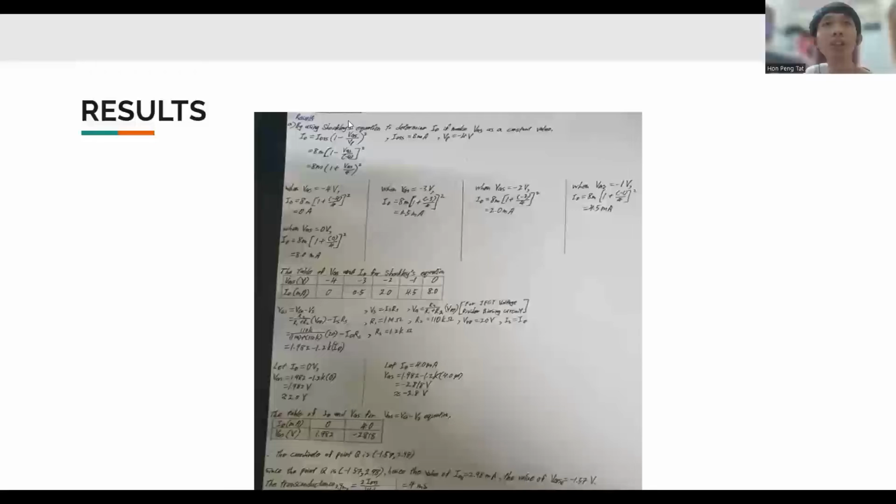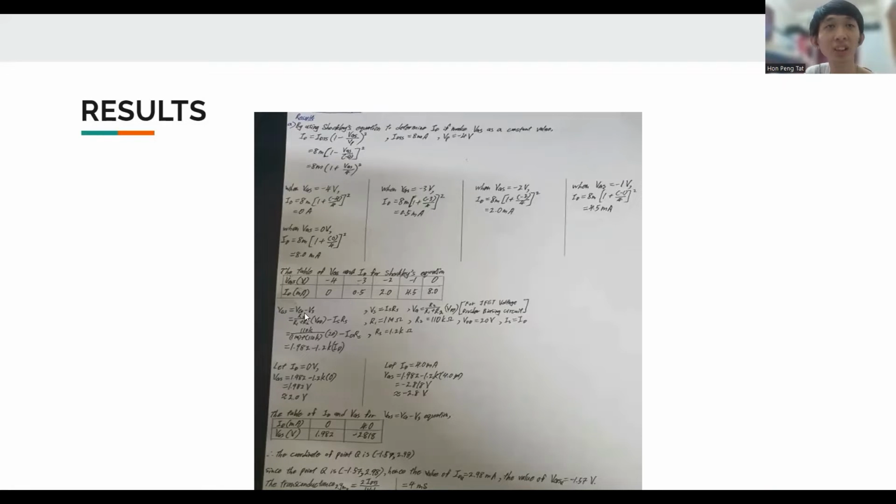For question A, we are using the Shockley equation to determine the ID if we make VGS a constant value. First, when VGS equals negative 4 volts, the ID will become 0. When VGS equals negative 3 volts, the ID will become 0.5 milliampere. When VGS equals negative 2 volts, the ID will become 2 milliampere. When VGS equals negative 1 volt, the ID will become 4.5 milliampere. When VGS equals 0 volts, the ID will become 8 milliampere.